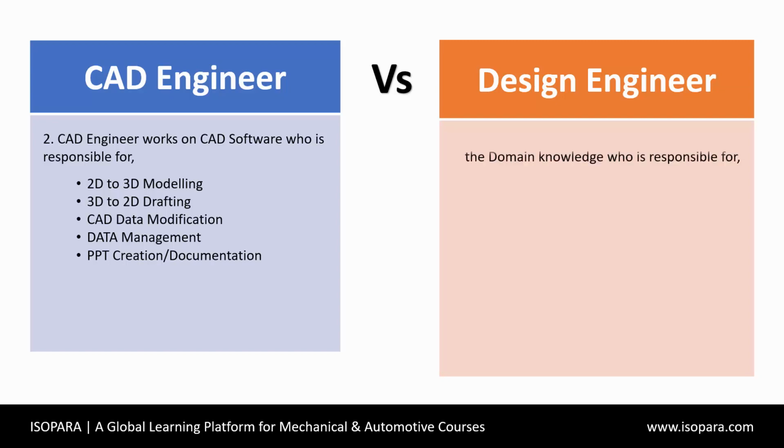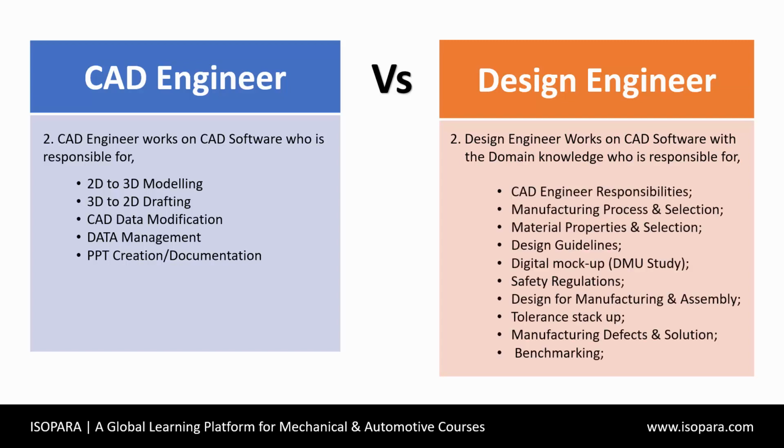While a design engineer works on CAD software with domain knowledge and is responsible for CAD engineer responsibilities, manufacturing processes and selection, material properties and selection, design guidelines, digital mock-up DMU study, safety regulations, design for manufacturing and assembly, tolerance stack-up, manufacturing defects and solution, and benchmarking. Here, CAD software-related plus domain-related responsibilities are there.